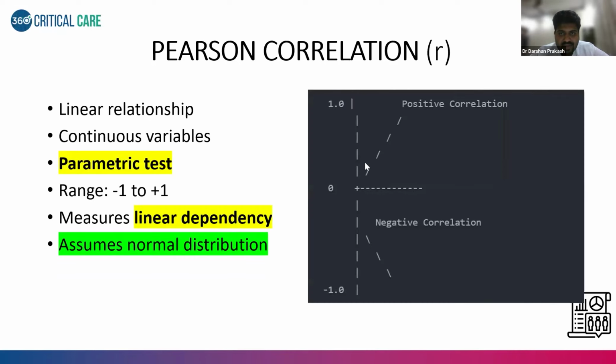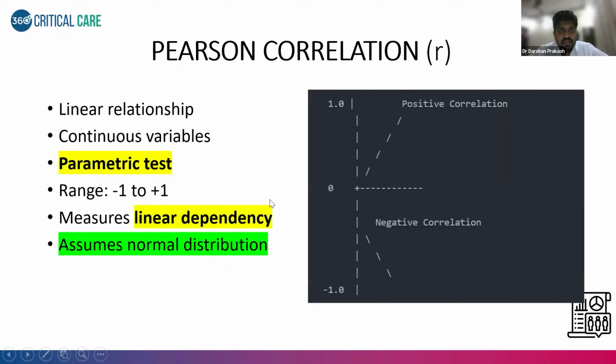So this is how the graph usually looks. There will be 0, +1, -1. Anything moving towards the positive end is called a positive correlation. Anything going towards the negative end is called a negative correlation. So remember, Pearson, parametric, and normal distribution. And correlation is always a linear relationship.